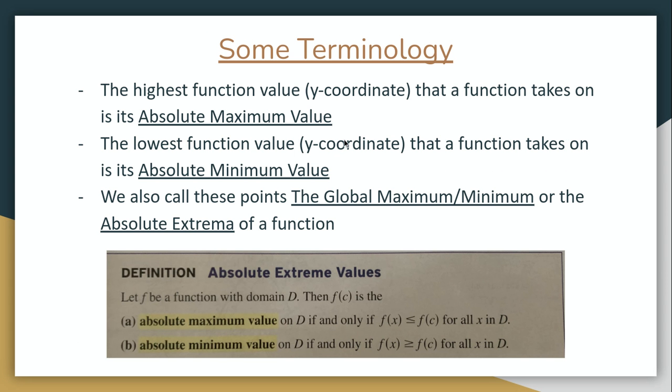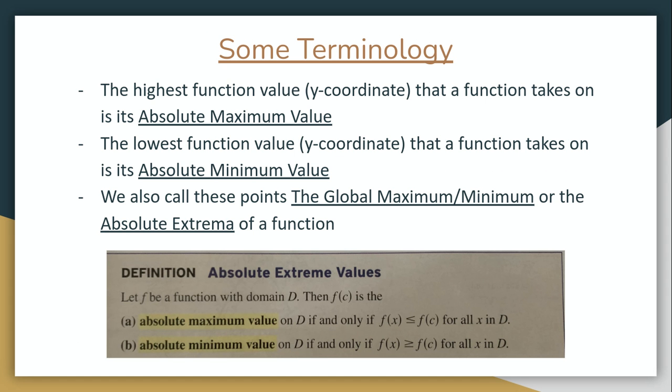All right, we all set? Cool. So some terminology, and we have a textbook definition, but I'll explain my definition first, and then we'll look at how the textbook definition, which explains things in a really complicated way, matches my definition. All right, so the highest function value, and remember the function value is just the y-coordinate, the highest y-coordinate that a function takes on is its absolute maximum value. Pretty self-explanatory and intuitive, right?